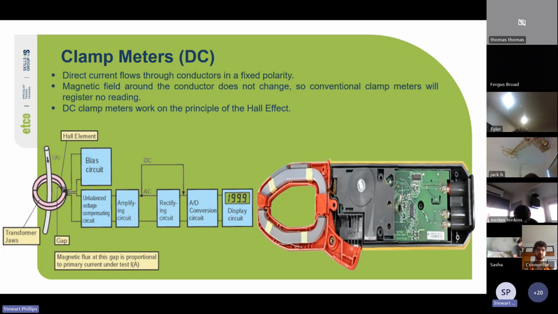DC clamp meters work on the principle of the Hall effect. So you've got the Hall element, transformer jaws, there's a gap, so magnetic flux crosses this gap. It's a lot more complicated and much more specialized, so they're usually a little bit more expensive.